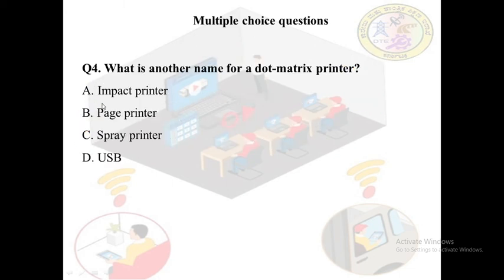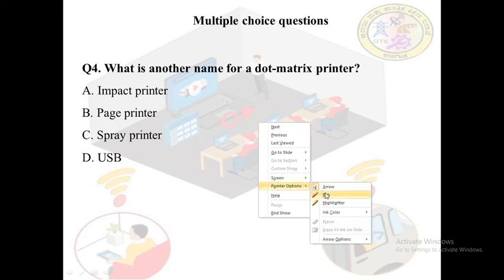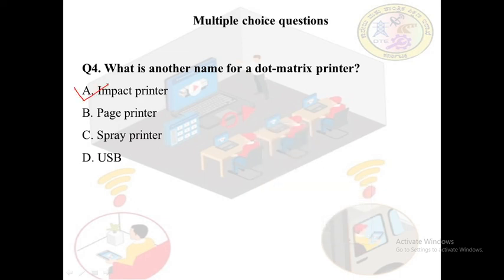Fourth question, what is the another name for a dot matrix printer? So dot matrix printer is also called as the impact type printer because it has a direct mechanical contact with the paper. Therefore it is called as the impact printer. Option A is the right answer.